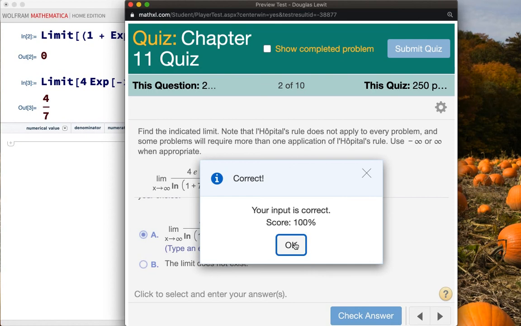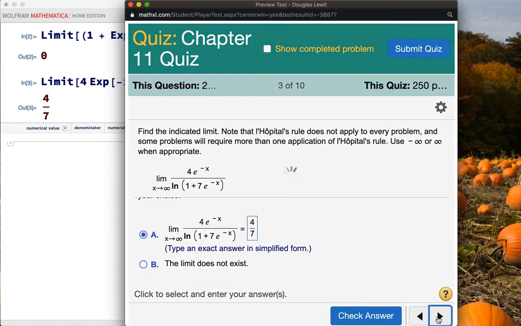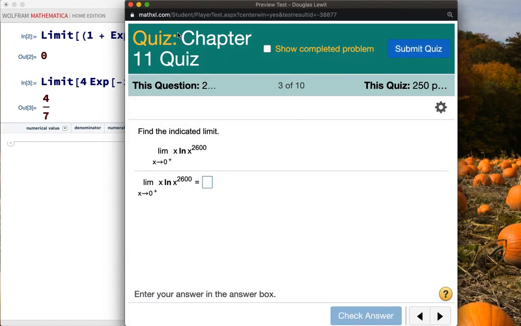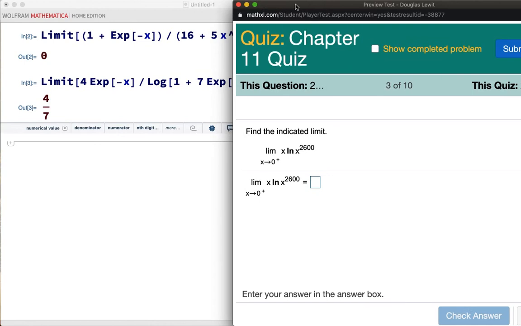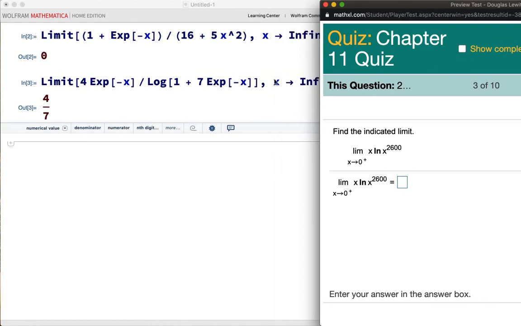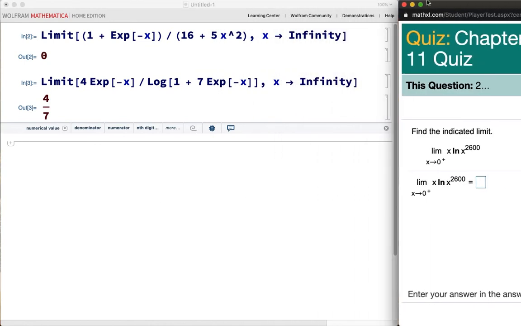Okay, that is correct. And let's move on to the next problem. Okay, so here you have a one-sided limit. So we have the expression x times the natural logarithm of x to the power 2600. What is the limit as this expression goes to 0 from the right side? So this is a directional limit. This is a one-sided limit.